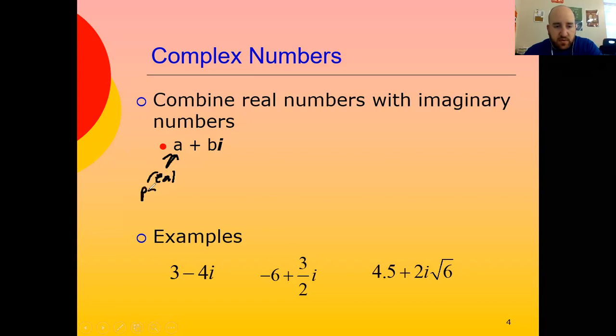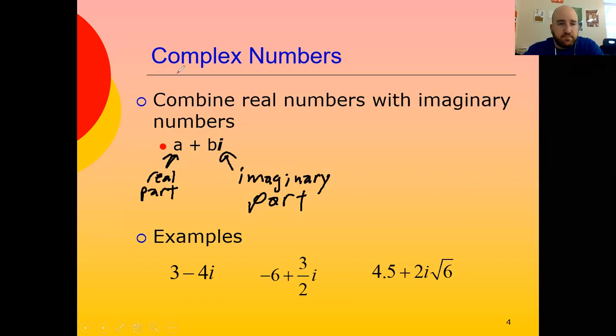It's supposed to be e. So this is the real part. I know my handwriting is not the best, if y'all hadn't figured that out by now. And this is the imaginary part. So again, y'all could freeze the video right here, pause it, just to make sure you got this whole slide down.